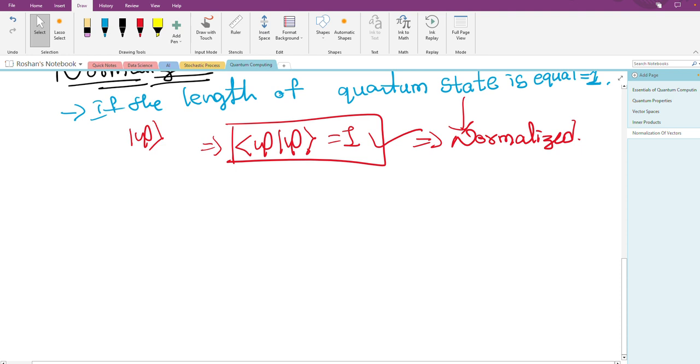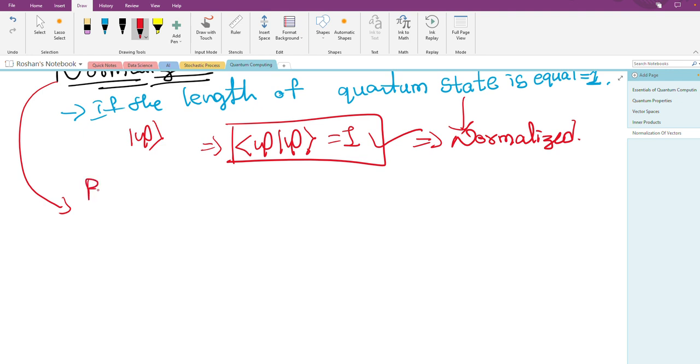Now, why normalization? This ensures that when measuring a qubit, the probabilities of obtaining bit 0 and bit 1 add up to 1. So this is why normalization is important. First, we'll understand the process of normalization, like how to find the normalization.